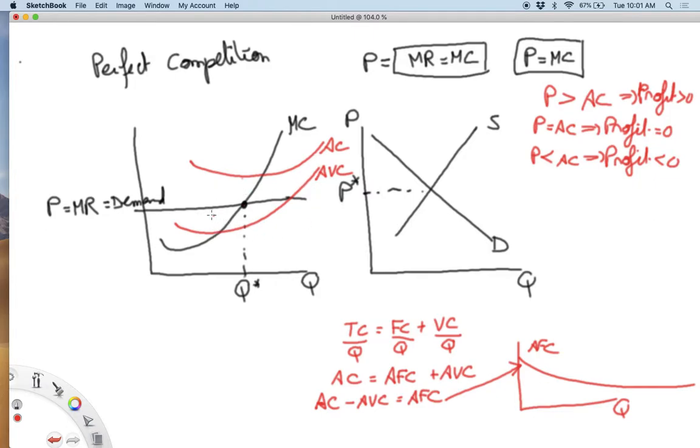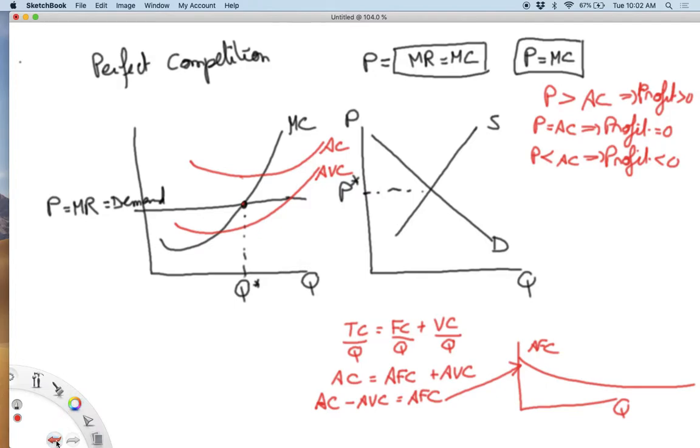Having said that, if you're losing money, meaning price is less than average cost, as long as price is greater than average variable cost, you stay in business in the short run. In the long run, once your fixed cost goes away, you shut down.